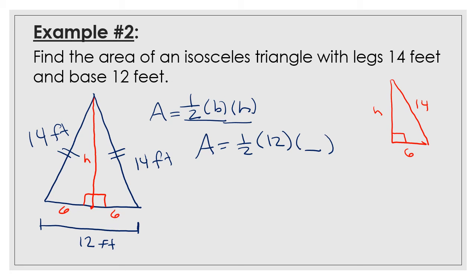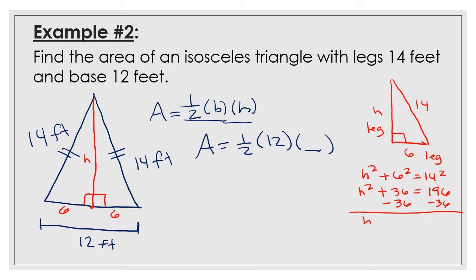When I look at this triangle right here, I can do the Pythagorean theorem. Again, identify your legs. So we have h squared plus 6 squared equals 14 squared. If I do some math here, h squared plus 36, and 14 times 14 is 196. If this math is going too fast for your brain, hit pause on your calculator and you can do it on your own.